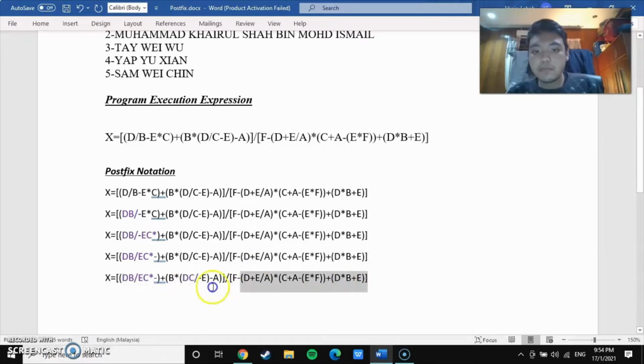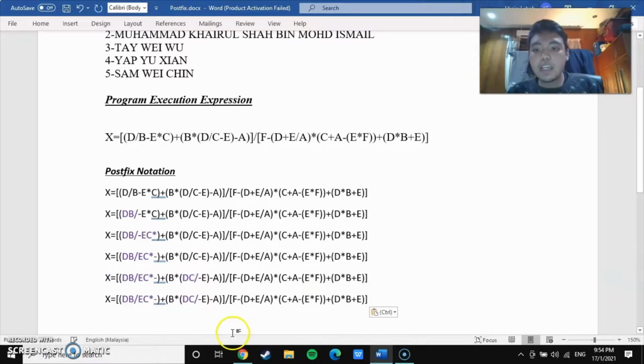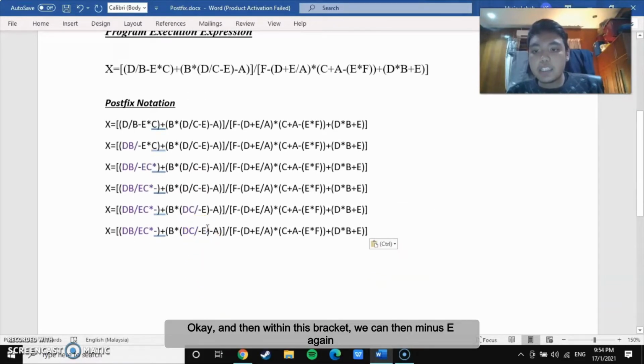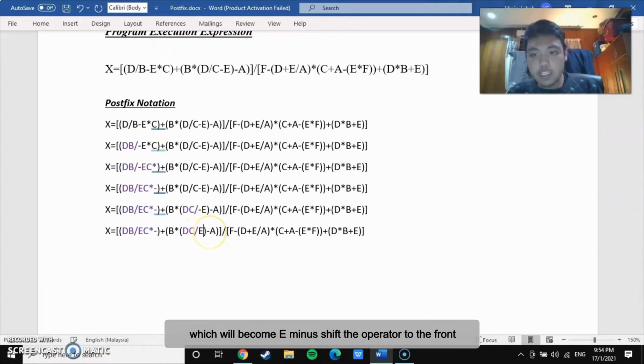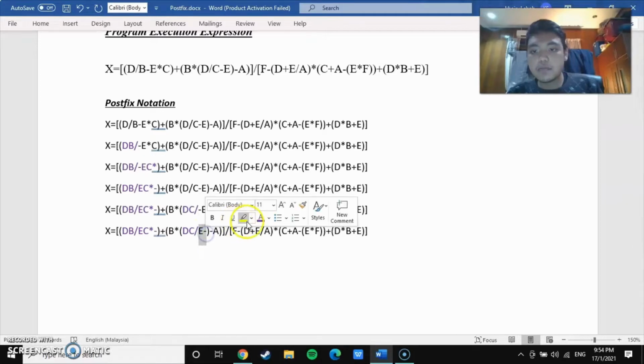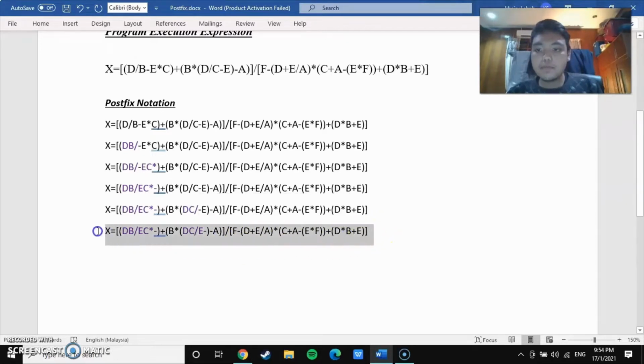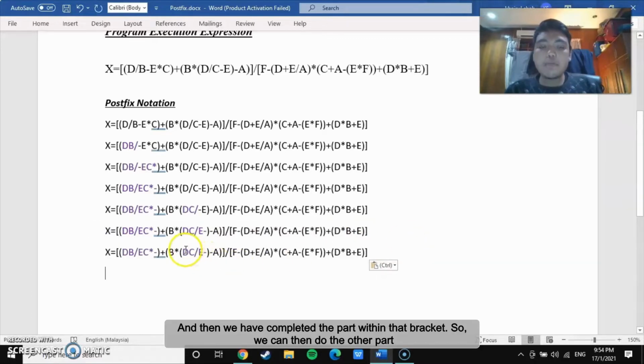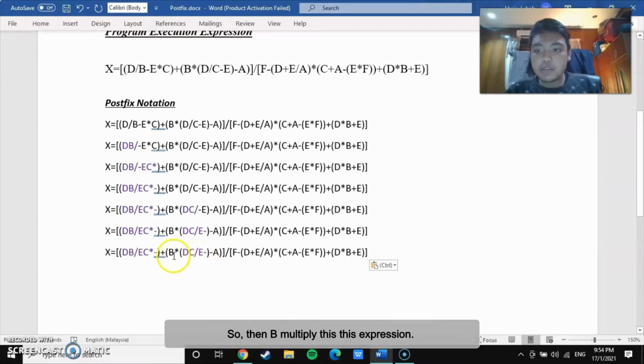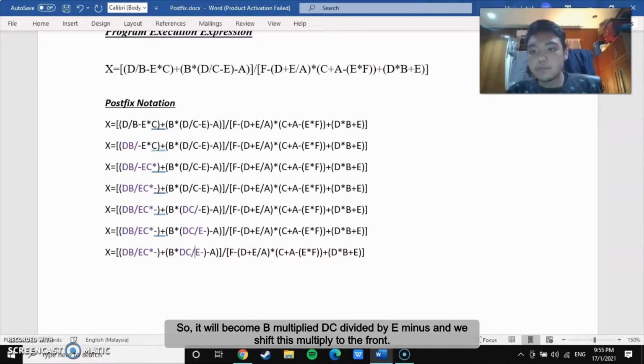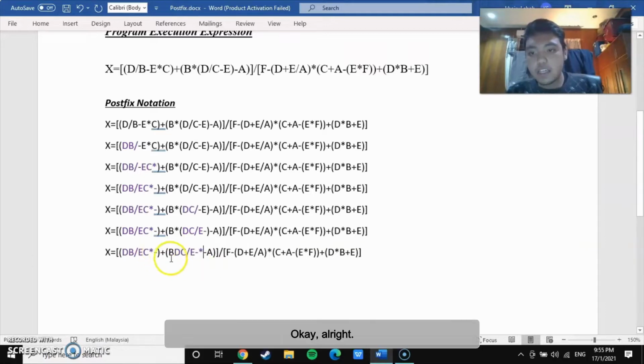Okay, and then within this bracket, we can then minus e, which will become e minus. Shift the operator to the front. And then we have completed the part within that bracket. So we can then do the other part: b multiplied by this expression. So it will become b multiplied dc divided by e minus, and we shift this multiply to the front.